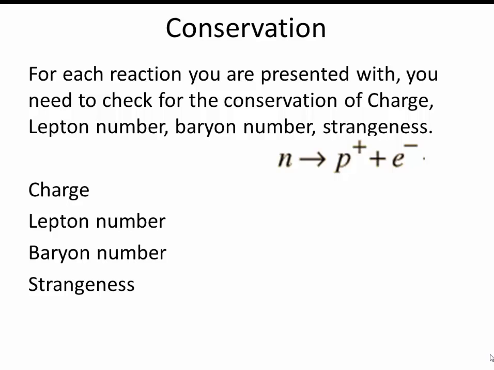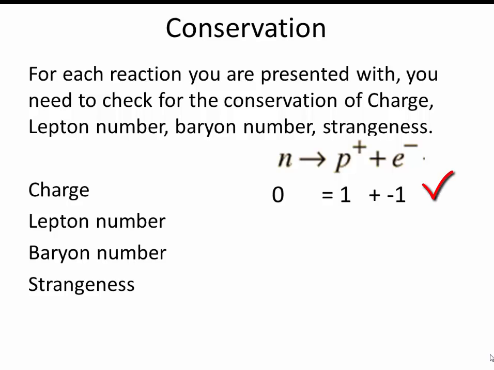Now, what is the charge on a neutron? It's 0. What is the charge on a proton? It's +1. What's the charge of an electron? It's -1. So 0 goes to +1 and -1. So they're conserved.